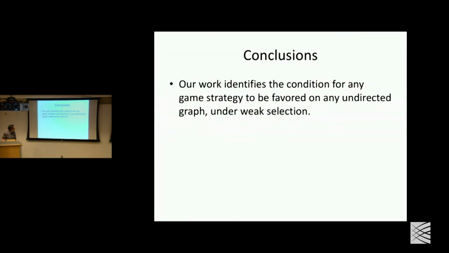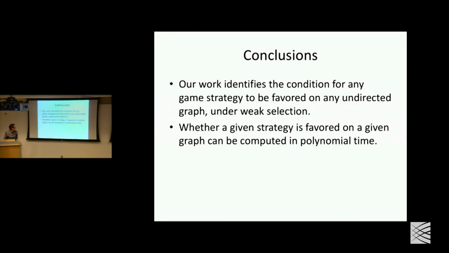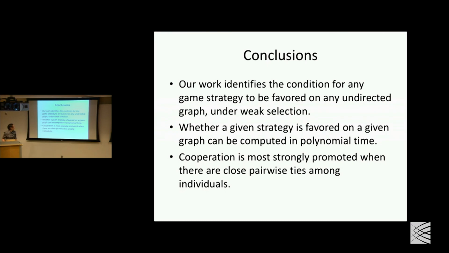So in conclusion, we have identified a numerical and not too difficult to calculate condition for any game strategy to be favored on any undirected graph, as long as we assume weak selection. This is a rather strong assumption, and it's hard to make much progress beyond this. And we can compute this in polynomial time. And we find that cooperation is most strongly promoted when there are close pairwise ties among individuals. So that is nice to know.